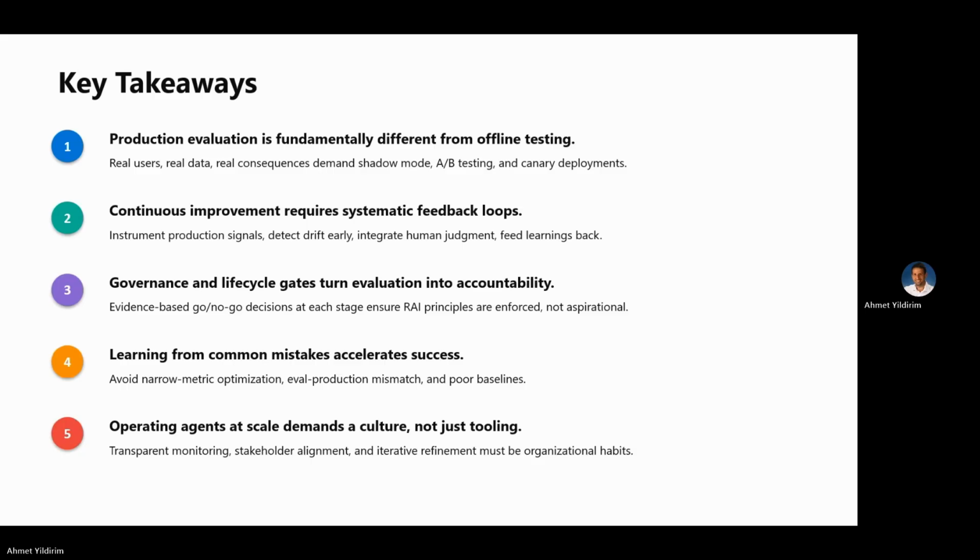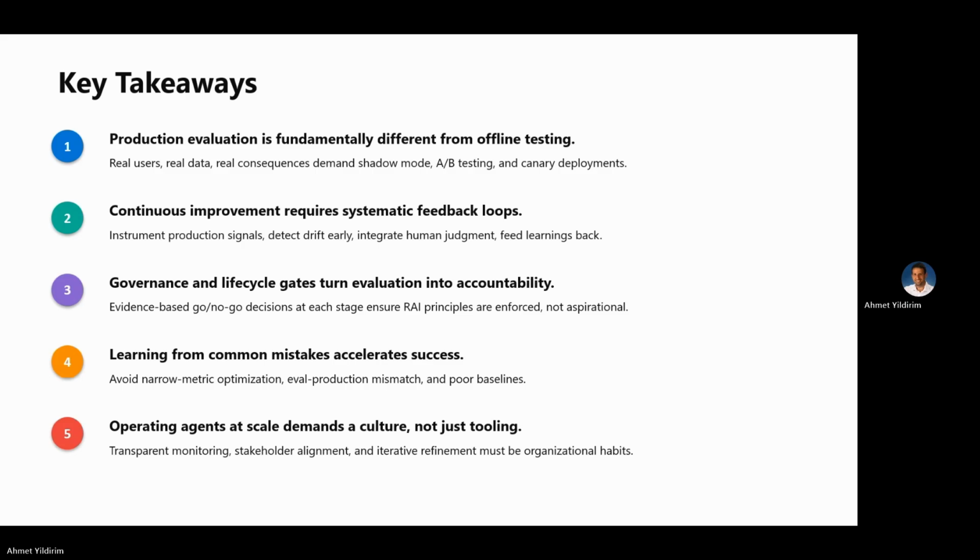The second one is continuous improvement requires systematic feedback loops. Evaluation isn't just a one-time event before launch. You need to instrument production signals, detect drifts early, integrate human judgment where it matters, and feed every learning back into your evaluation suite. So it is the continuous loop which we need to follow.